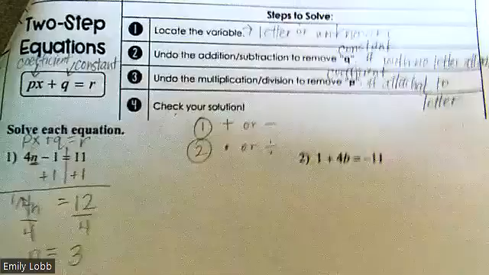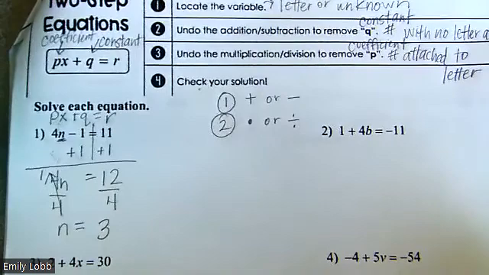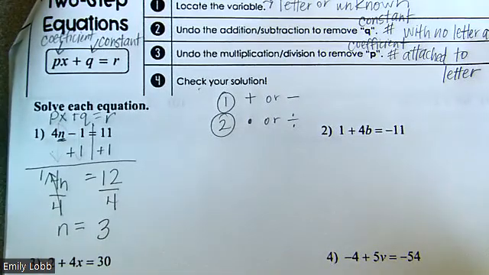Number 2 is the exact same thing as number 1. Yeah, they're all 2-step equations. It's basically the same, except for the negative numbers, exactly.